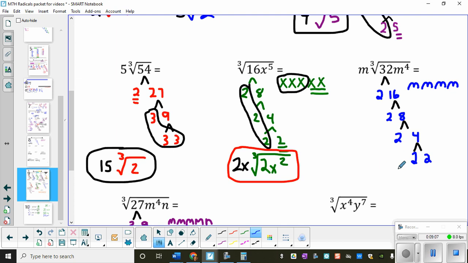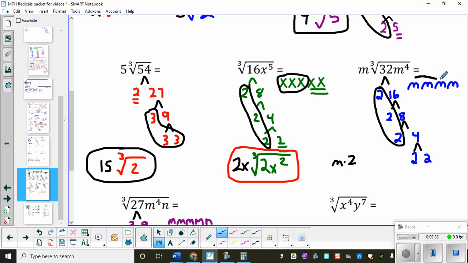And here for this third example, unlike a number already being out, this one has a letter that's already out. So we'll deal with the letter that's already out in a second. And then we've got the cube root of 32m to the 4th power. So we're looking for triplets. I've got 32 is 2 times 16, which is 2 times 8, which is 2 times 4, which is 2 times 2. And when we go after a triplet, I see a triplet right here. So 2 is out. Now I'm going to put the m that's already out. I don't want to forget about that one right there, okay? So m and now times 2 is out.